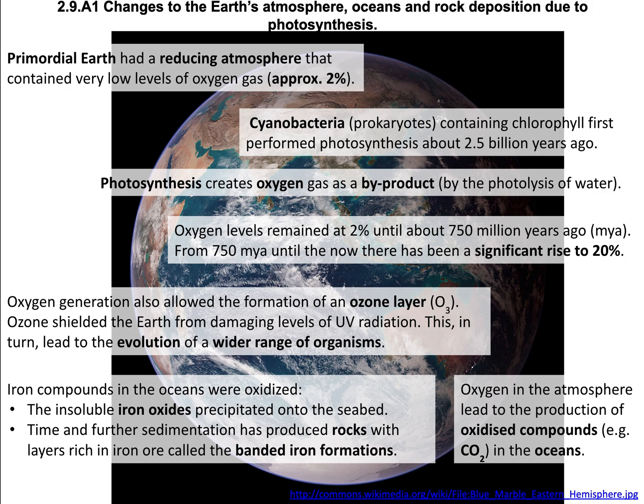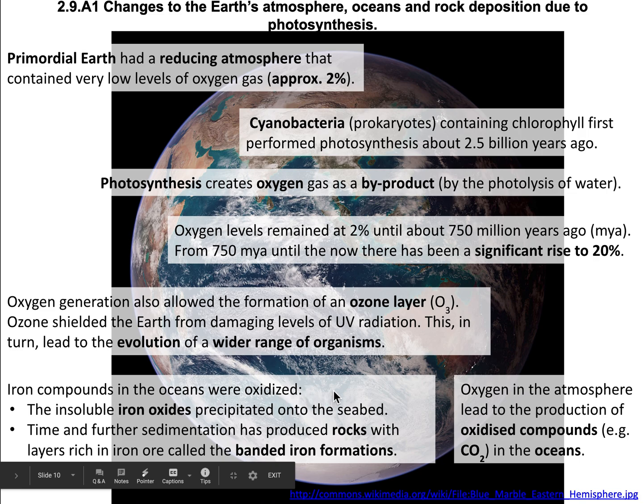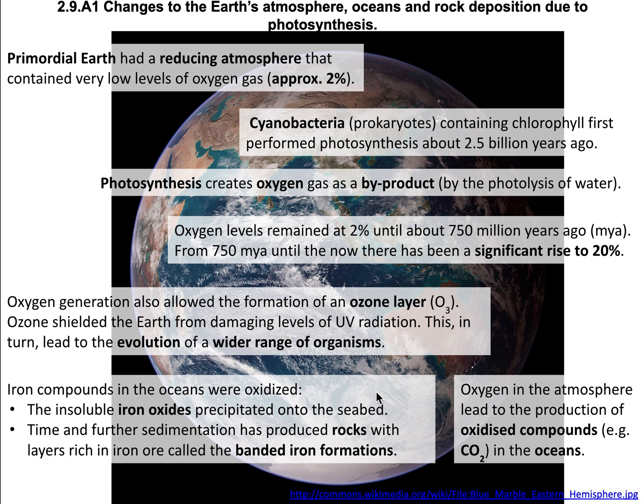Also within our rock layers, iron compounds in the ocean were oxidized, meaning anytime you see the word oxidized, it means bonding with oxygen. So the insoluble iron oxides, because they are bonded with oxygen, became precipitated on the seabeds, and over time and further sedimentation produced rocks with layers of rich iron ore inside of them. So we were able to get iron.